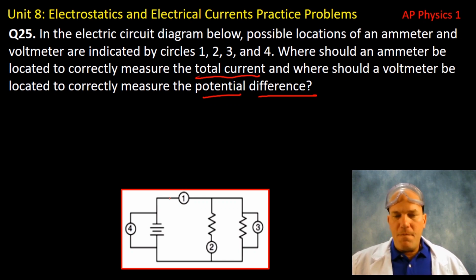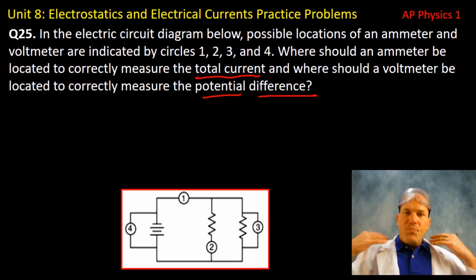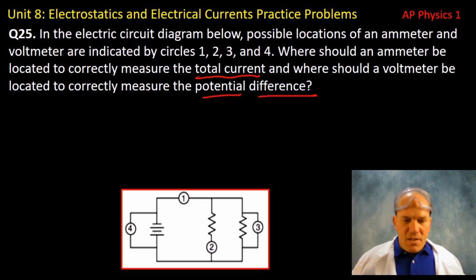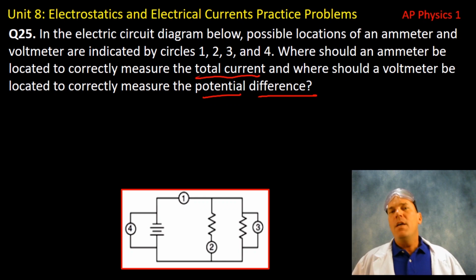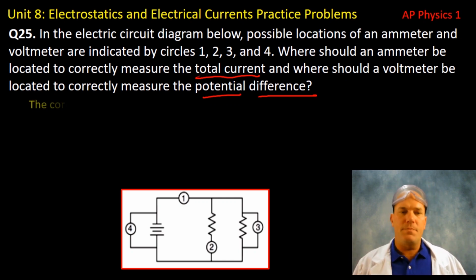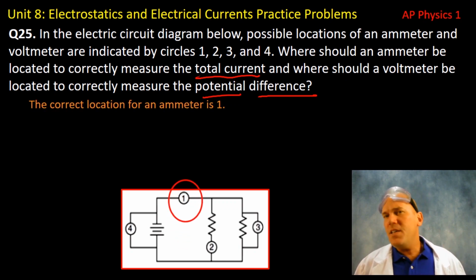We have a couple facts preceding this question dealing with the placement of an ammeter and a voltmeter, and you have learned that an ammeter must be inserted into the circuit in series, whereas voltmeters, you're measuring the potential difference across a given element. So you hook a voltmeter in parallel and an ammeter in series. Okay, so let's look at location number 1, which is the correct location for the total current.